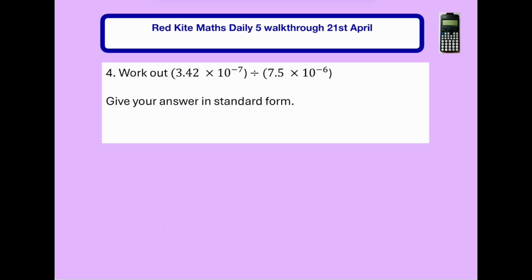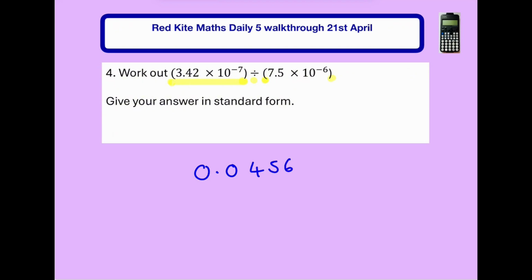Work out 3.42 times 10 to the minus 7, all divided by 7.5 times 10 to the minus 6. Now, this is a calculator question. So to begin with, just be really careful and make sure that you type all of this into your calculator, making sure to open and close the brackets before you put the divide sign in, and then open and close the brackets before you press equals. Okay, now when you've done all of that, you will come out with the answer 0.0456, but that isn't in standard form.